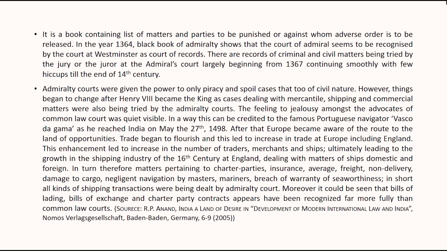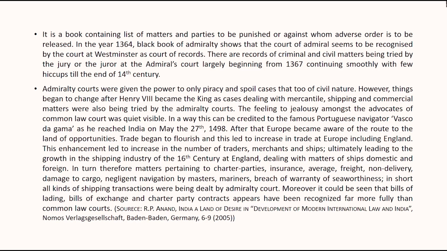In the year 1364, Black Book of Admiralty shows that the Court of Admiral seems to be recognized by the court at Westminster as court of records. There are records of criminal and civil matters being tried by the jury or the juror at the Admiral's Court, largely beginning from 1367, continuing smoothly with few hiccups till the end of 14th century. Admiralty courts were given the power to deal only with piracy and spoil cases, that too of civil nature.